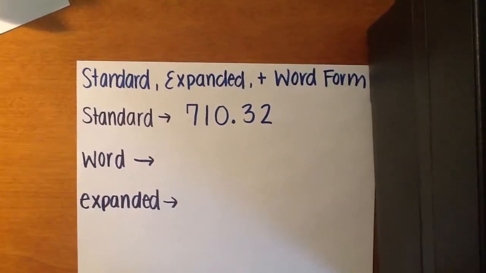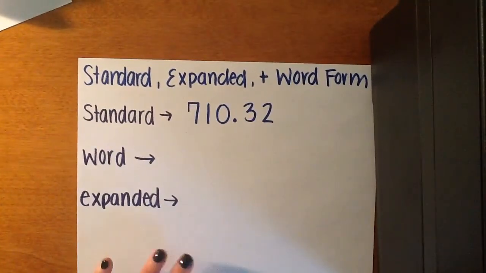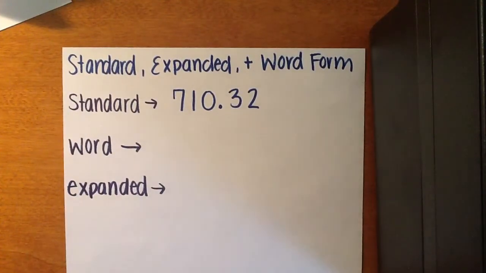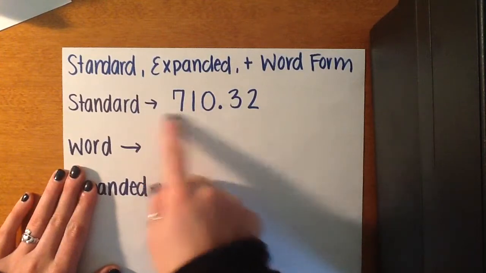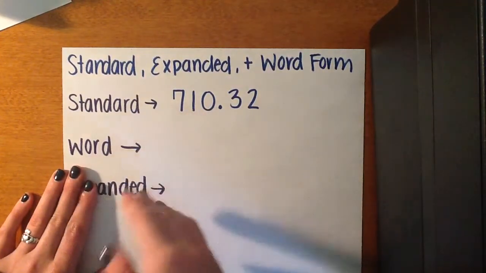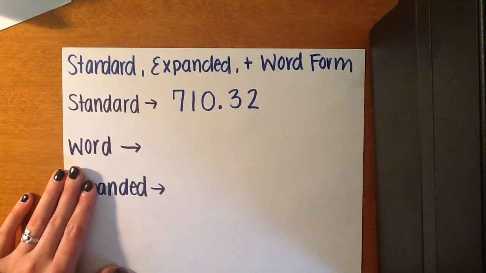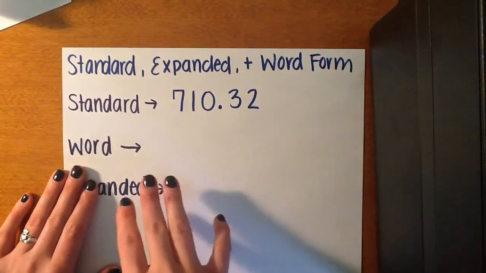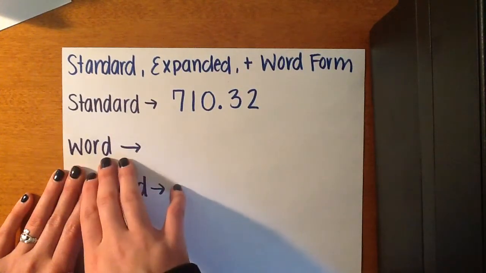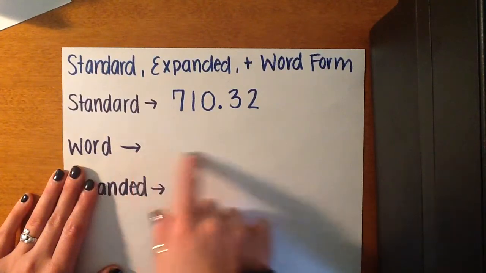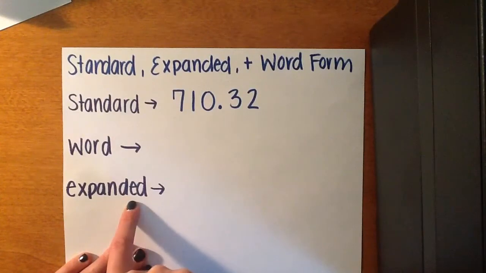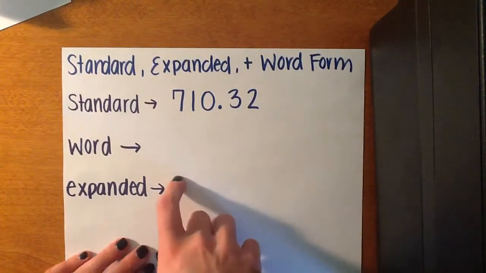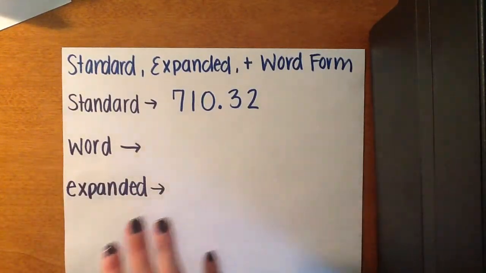So right now we're just going to talk a little bit about standard, expanded, and word form. Standard form is just what the number looks like. It's how it's written. So like 34, 24, 28, 39. Word form is you're actually going to write down the words of how you would say this number. And expanded form is how we would decompose or break apart this number.